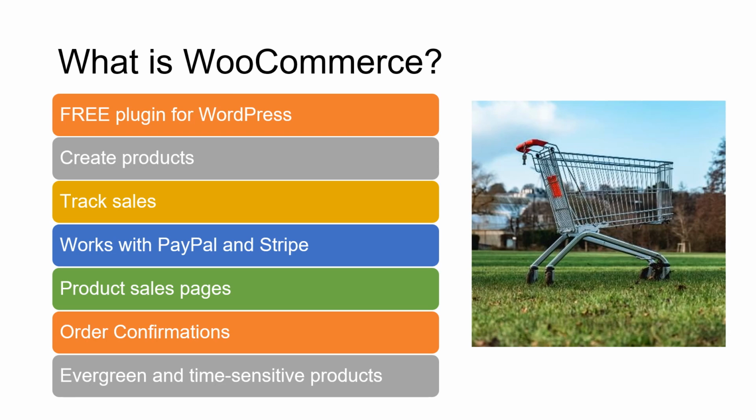So you don't have to upgrade your theme to have a nice looking product page. And it'll even come up with confirmations, so it can send a confirmation to your buyer after the sale. What's really nice is that WooCommerce will work with evergreen and time-sensitive products, so it doesn't matter what kind of product you're wanting to build.